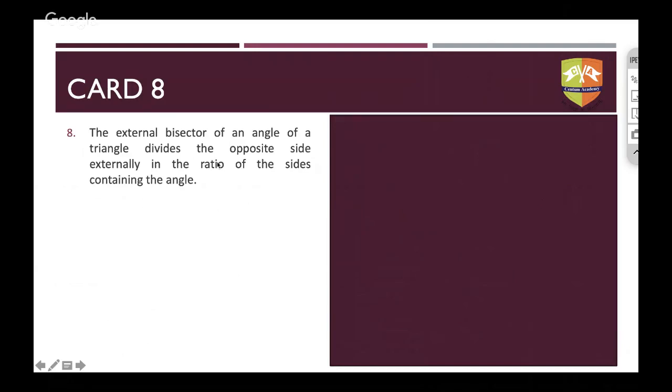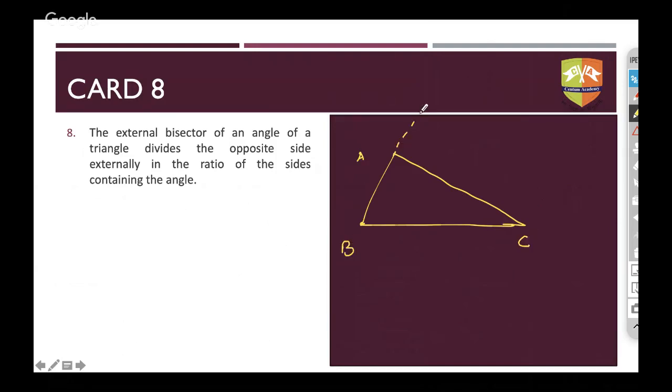The external bisector of an angle of a triangle divides the opposite side externally in the ratio of the sides containing the angle. So what does it mean? This means simply this. Similar to the internal bisector theorem, we have the external bisector theorem. So let's say ABC is a triangle and BA is extended. Let's say this theta is equal to this theta, and let's say this is A, this is D. Don't go by the scale, it's not to scale actually.